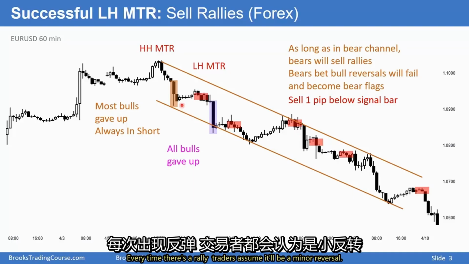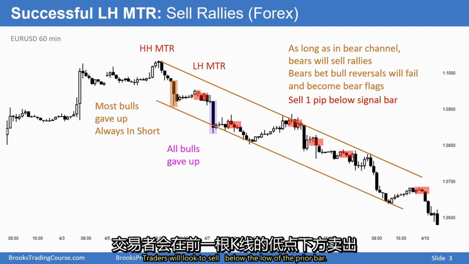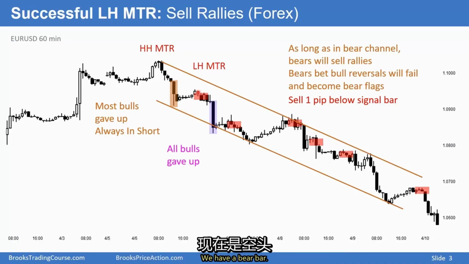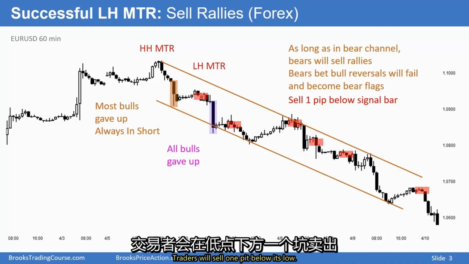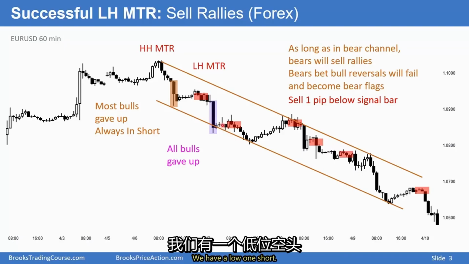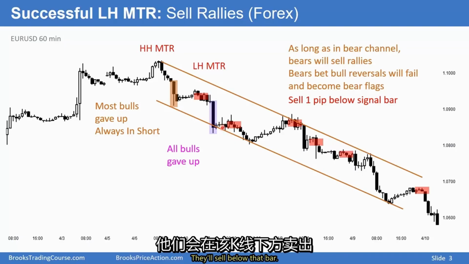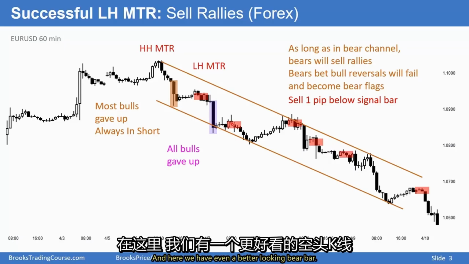Every time there's a rally, traders assume it'll be a minor reversal. Traders will look to sell right below the low of the prior bar. We have a bear bar, traders will sell 1 pip below its low. We have a low 1 short, they'll sell below that bar. And here we have even a better looking bear bar.